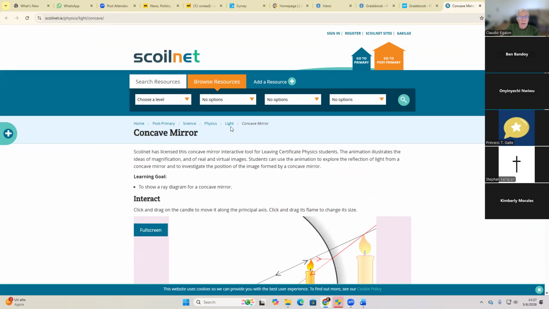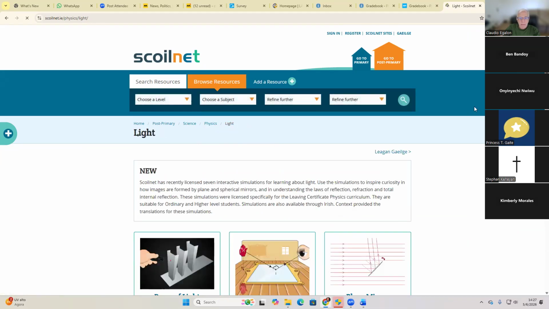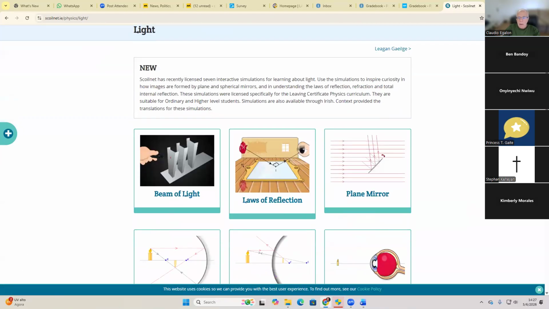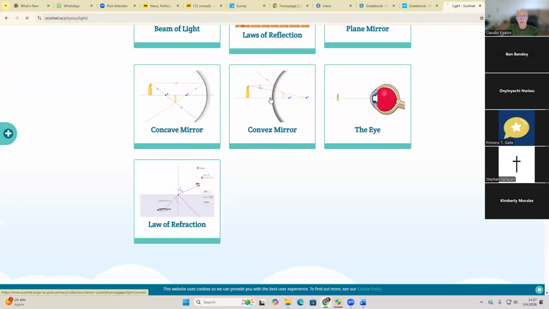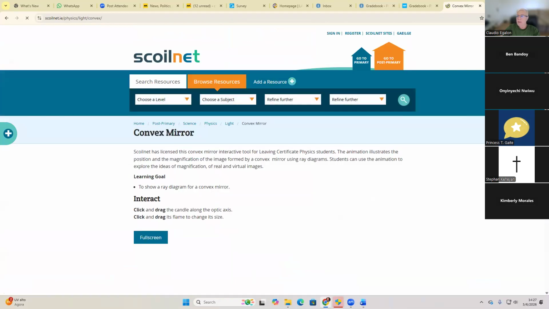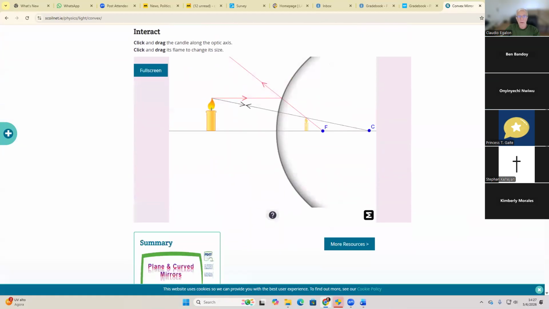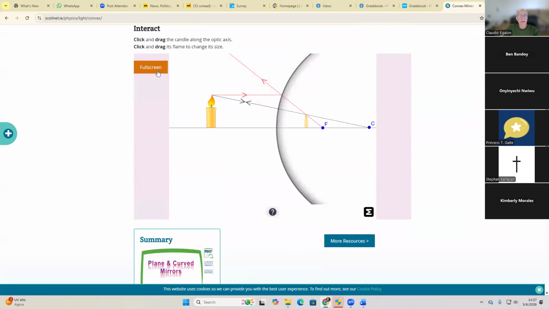He has a concave mirror. Doesn't have a convex mirror. Let's see if he has. Oh yeah, he does have a convex mirror right in here. Hey, convex mirror now, full screen.